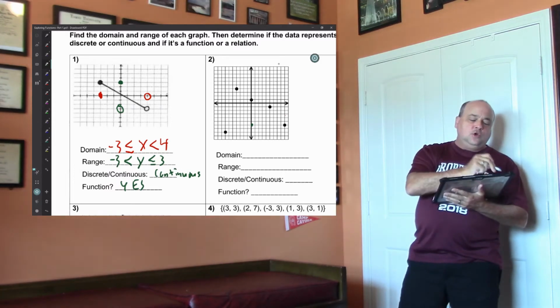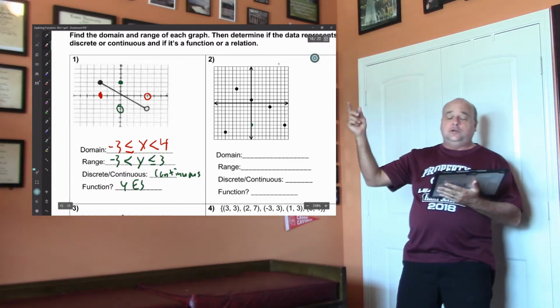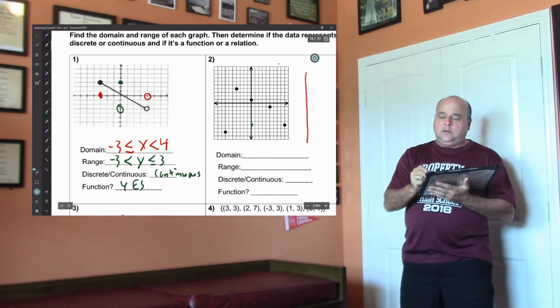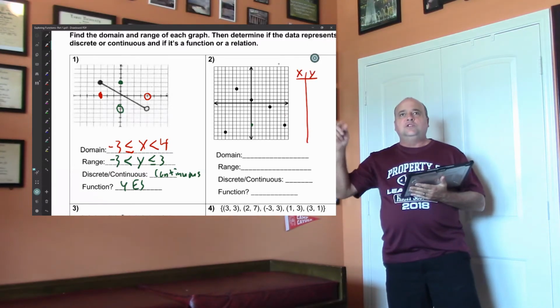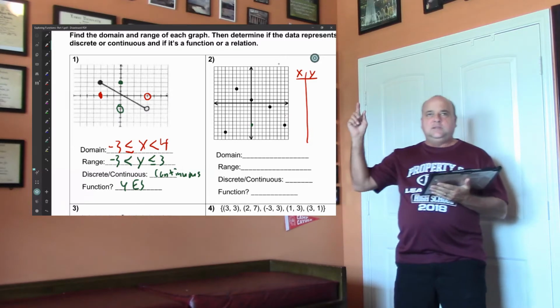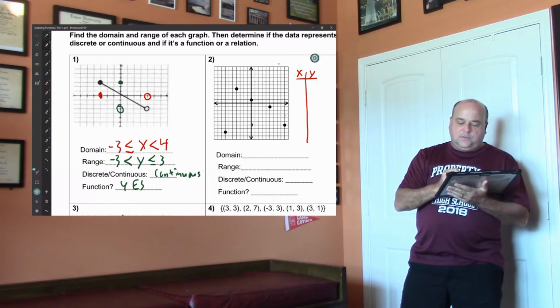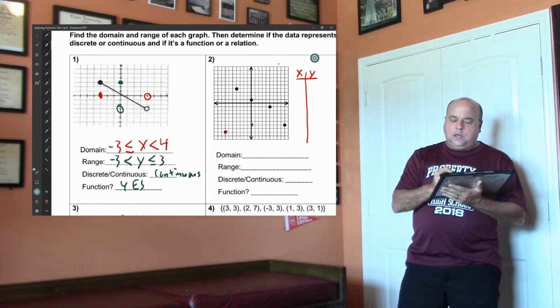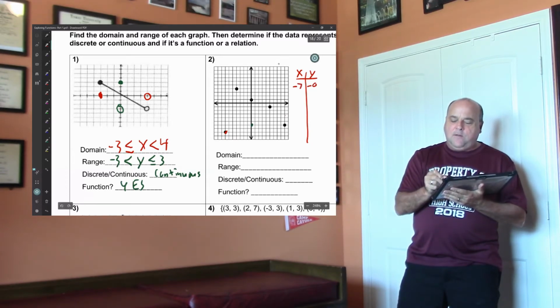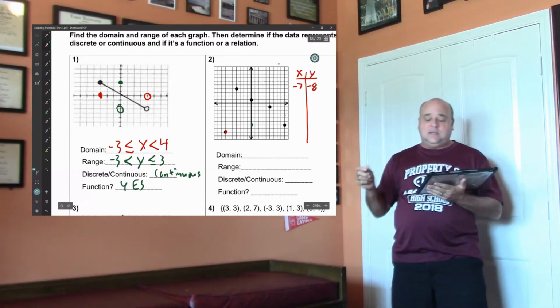Now then, on number 2, this is the way I would suggest you do this. Make a t-chart. Put your x and y, and I'll show you another way after this. We're just going to make a t-chart of these ordered pairs. So this ordered pair here would be, and it's kind of tedious, you have to count it, 1, 2, 3, 4, 5, 6, 7, -7. And you would go down 1, 2, 3, 4, 5, 6, 7, 8, -8. So that ordered pair would be -7, -8.